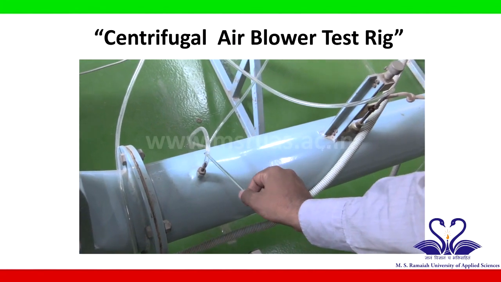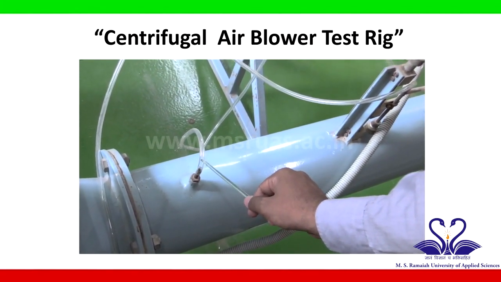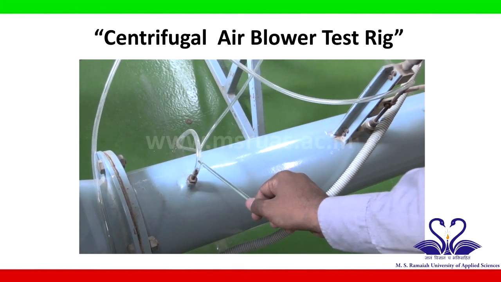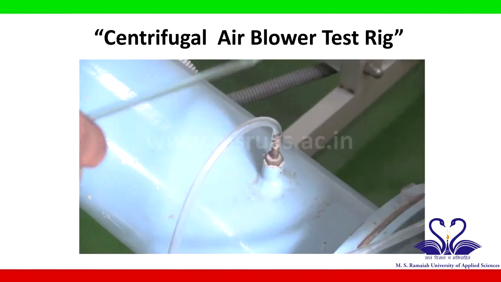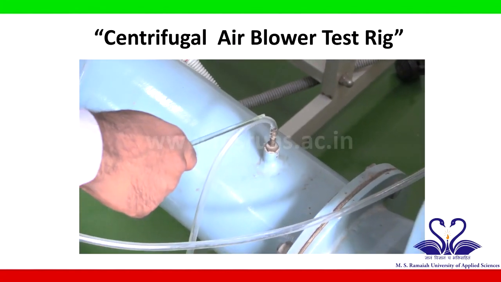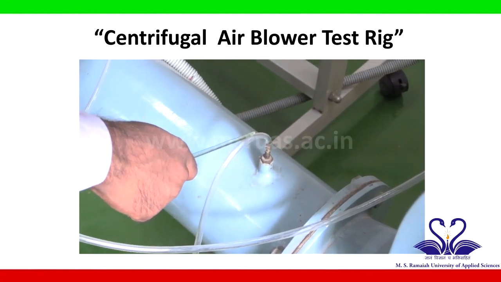On this line we have another pipe connected, which is again connected to another manometer, which will give the delivery head of the air exiting the blower.